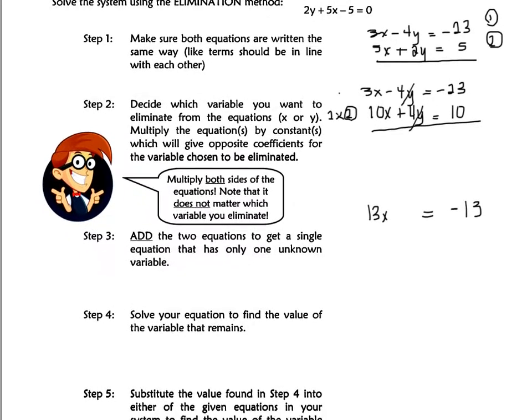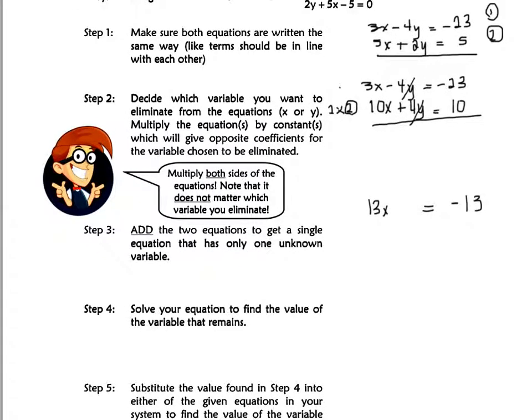So the next step is to take that equation that we have now and solve for the variable that remains, which in this case is x. So if we have 13x equals negative 13 and we want to get the x by itself, we're going to have to divide both sides by 13, and that gives us x equals negative 1.